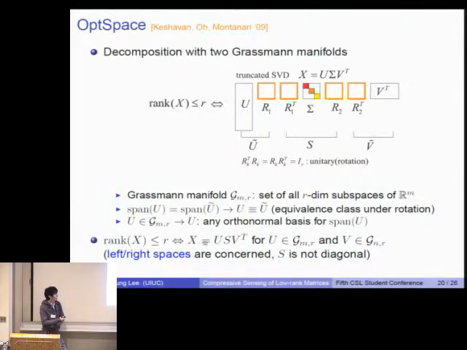X is decomposed as U, S, V transpose, where U and V are elements of the Grassmann manifold, and they actually stand for the equivalence classes that include U and V. And in this factorization, S is no longer diagonal, and there is no constraint on S.